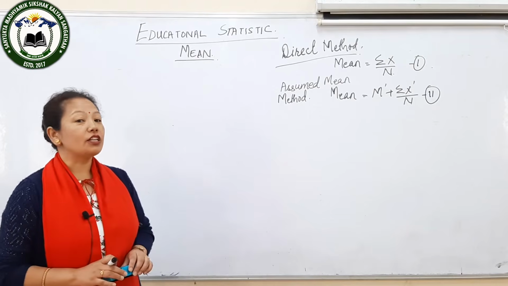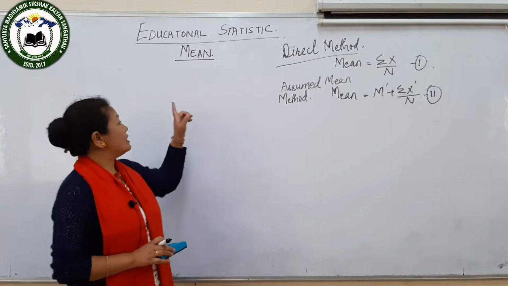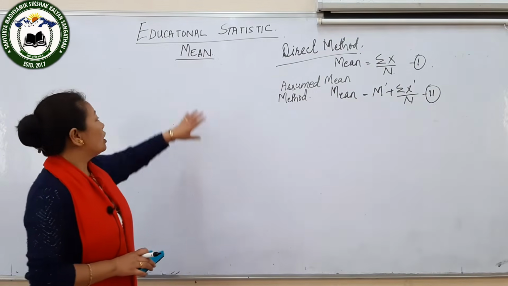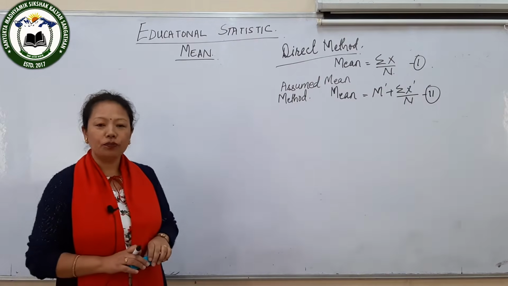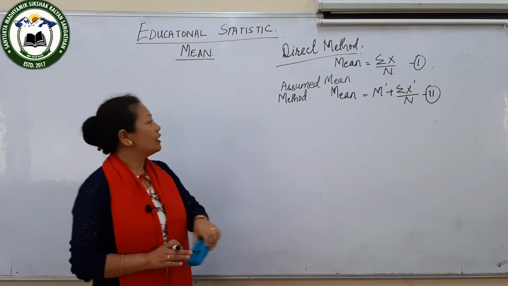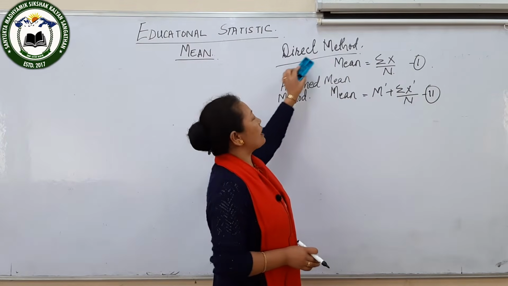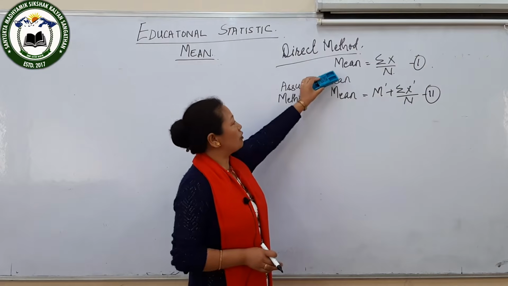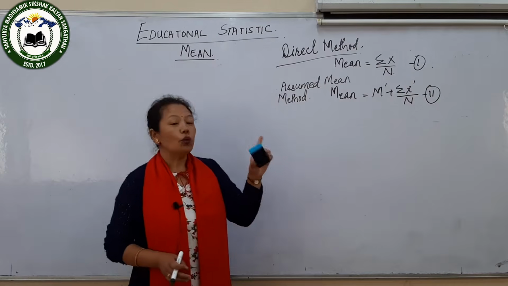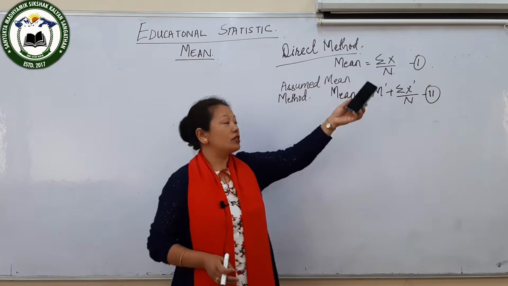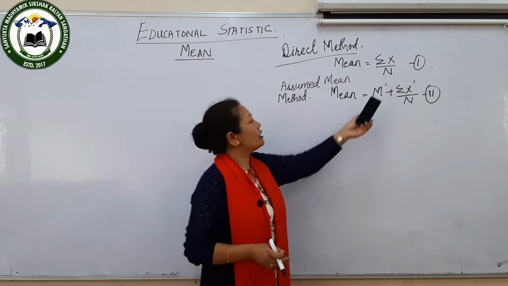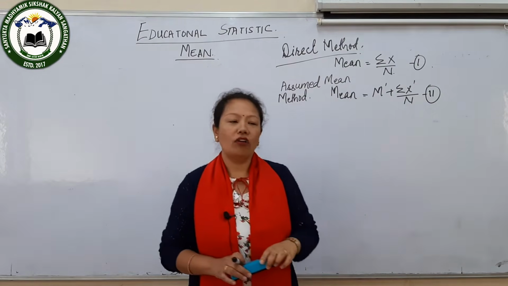So today we will continue with the same topic, that is educational statistics. In our last class we did how to find the mean through ungrouped series, where you followed two formulas. The first one is the direct method. Here the formula is mean equals sigma x upon n, where sigma x means the sum total of x, the total of the scores, divided by the number of scores.